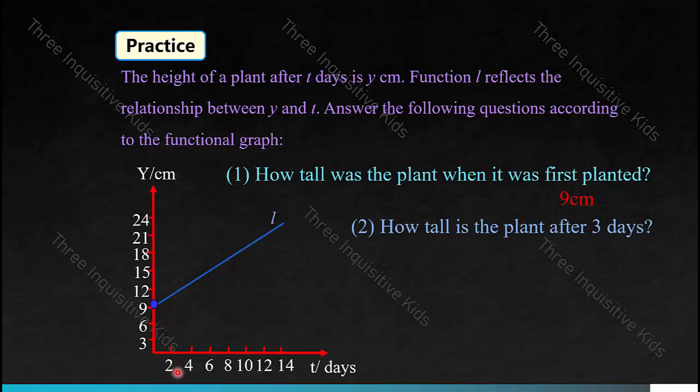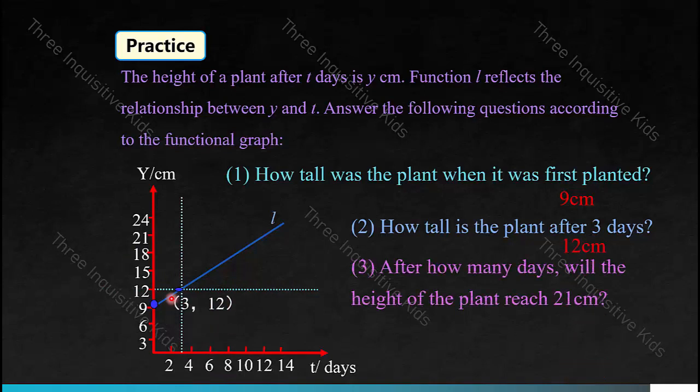After 3 days, we look at when t is equal to 3, and we mark its corresponding y value, which is 12. So (3, 12), that would be 12 centimeters.